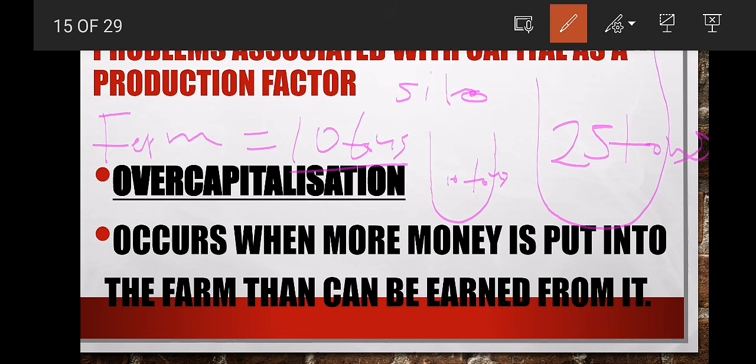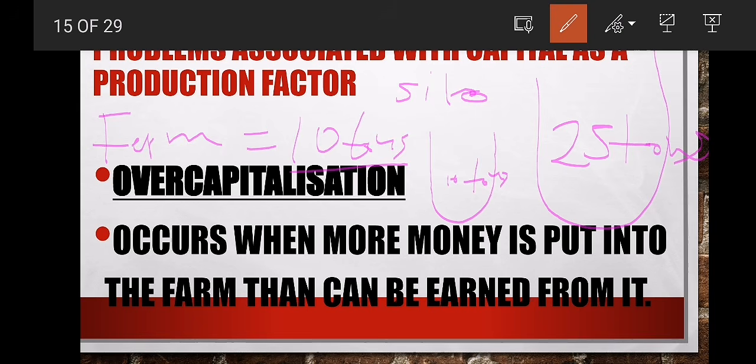It's like you buy 3 tractors. And these 3 tractors, you only use one. You only need one in your farm. So what you can say there, you can say you have used more money in the business than what you require.